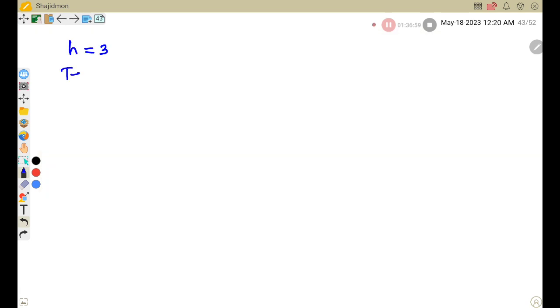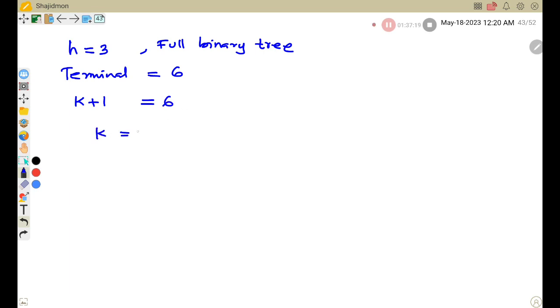Terminal vertex equal to 6. What is the rule for the terminal vertices in a full binary tree? K plus 1. K plus 1 equal to 6. So what will be the k number? Take 1 to the other side: 6 minus 1. So k equal to 5. What is the meaning of k? Internal, correct? Internal vertex equal to 5.